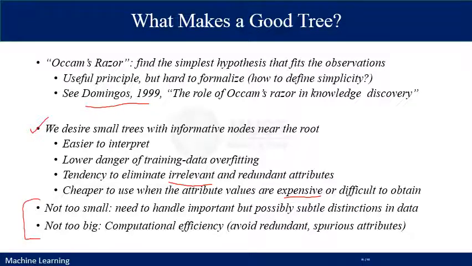So in short, we would like a decision tree that is not too small, because we need to handle the important but possibly subtle distinctions in the data, and at the same time not too big, because it will increase the computational cost, decrease the efficiency of the decisions, and it will avoid redundant and spurious attributes.